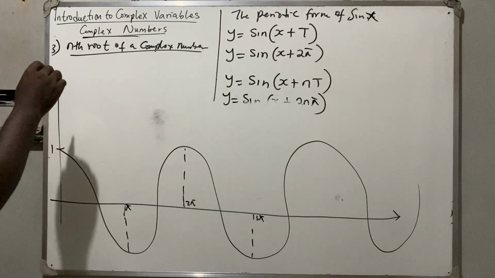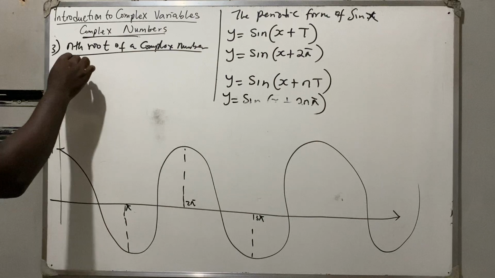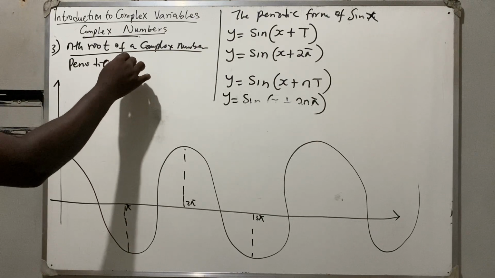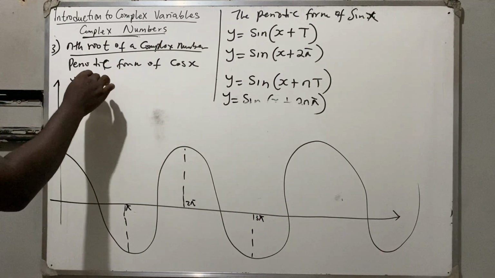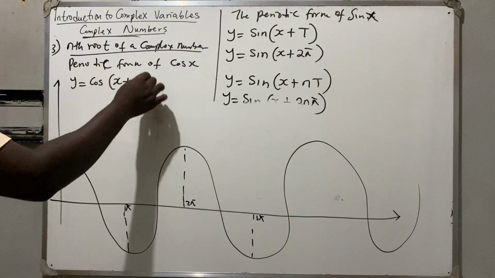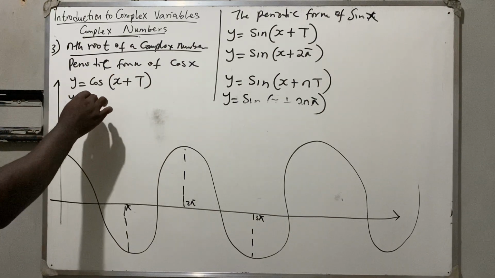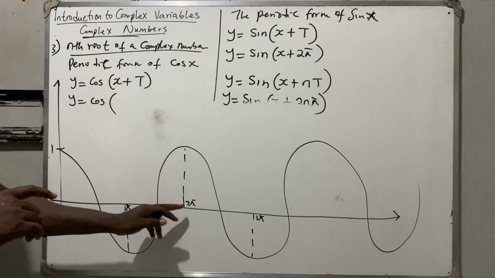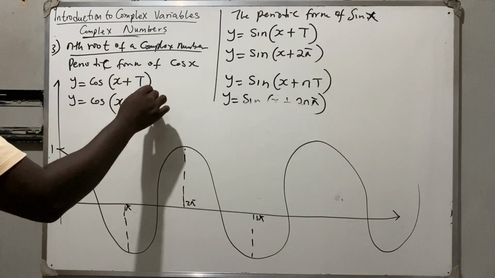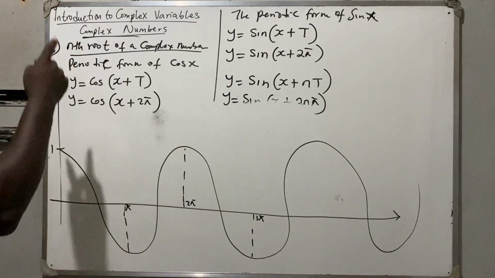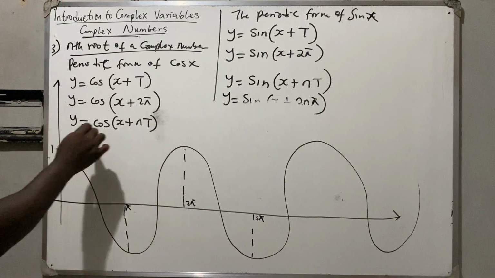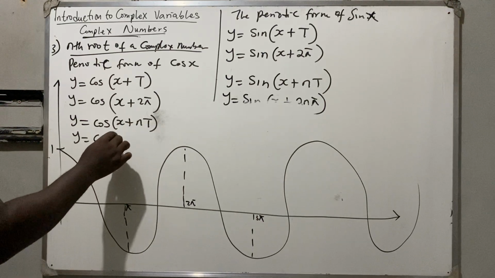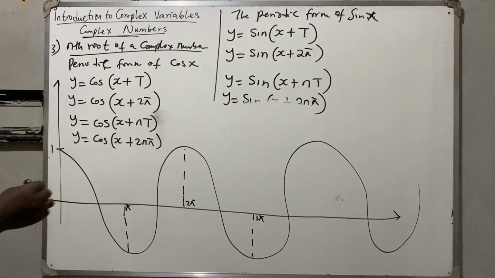So to write the periodic form of cos x, y is equal to what? Cos of x plus T. For it to complete one oscillation is still 2 pi, so y is equal to cos of x plus 2 pi. And to get any number of oscillations, you have y is equal to cos of x plus nT, which is the same as y is equal to cos of x plus 2n pi.